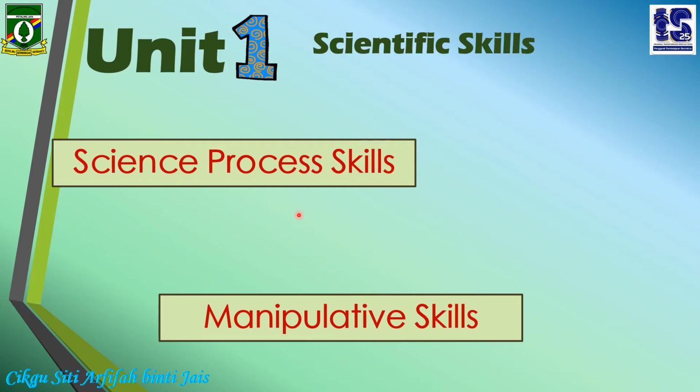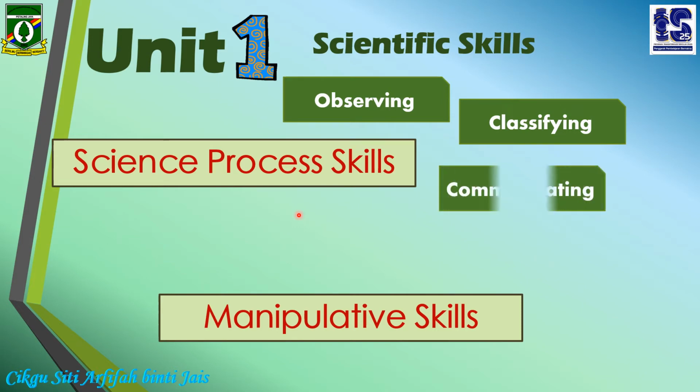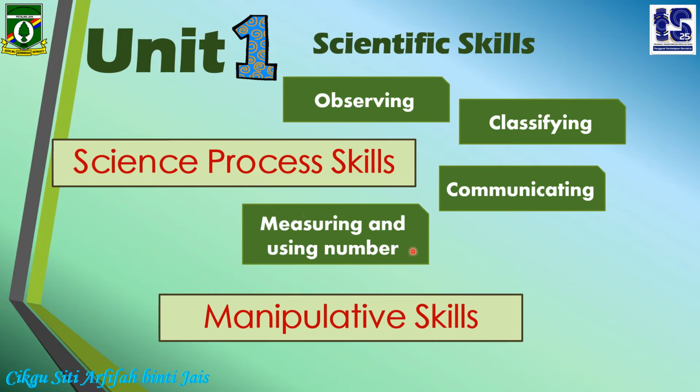What are the science process skills that we will learn in year 2? First, observing, classifying, communicating, and measuring and using number.